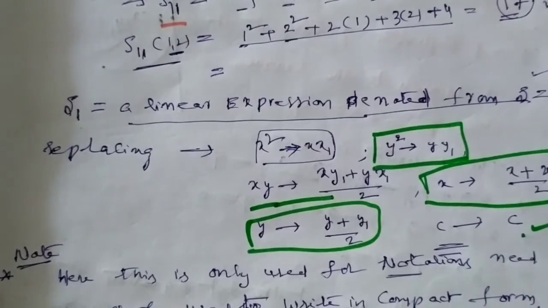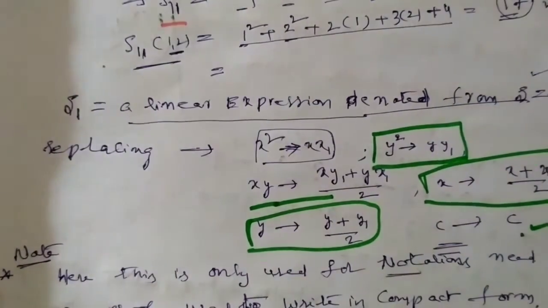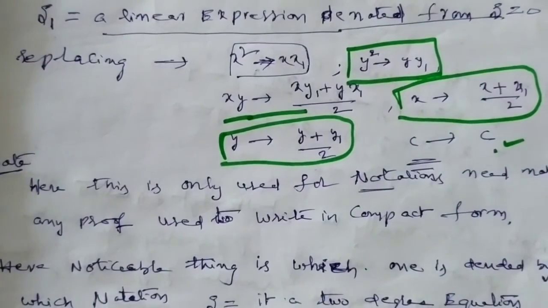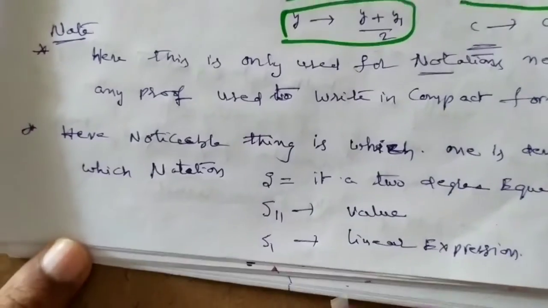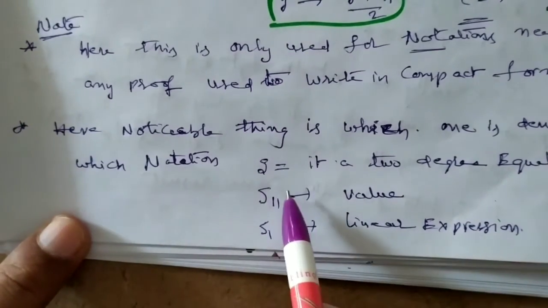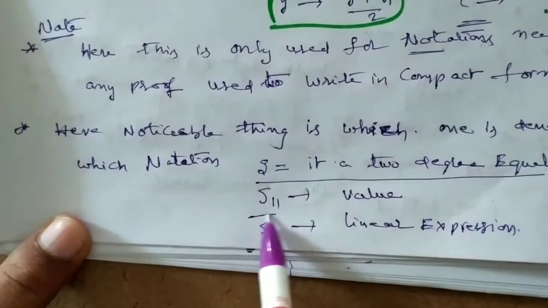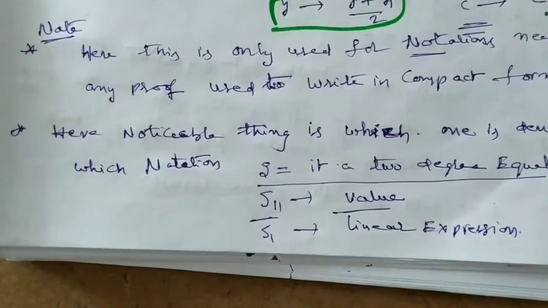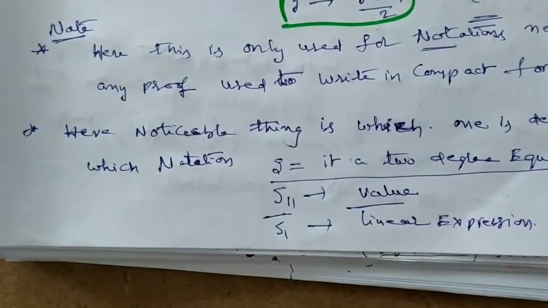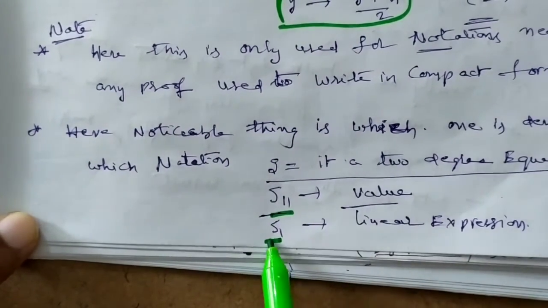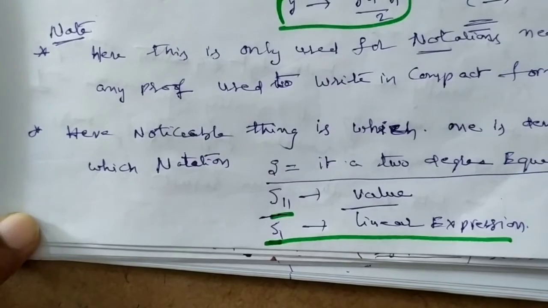Suppose for any given conic, we notice one thing: S is a 2-degree equation. If you want to find S11, it is a value. S1 is a linear expression.